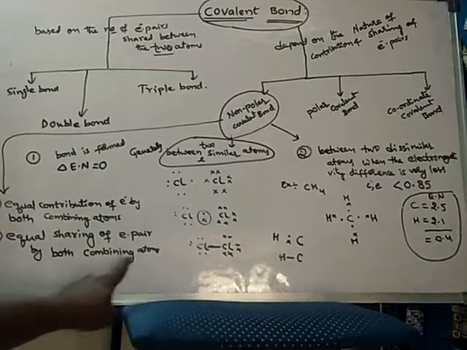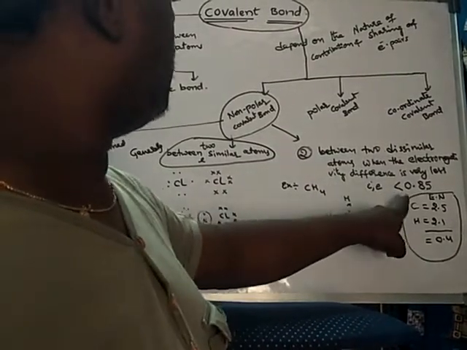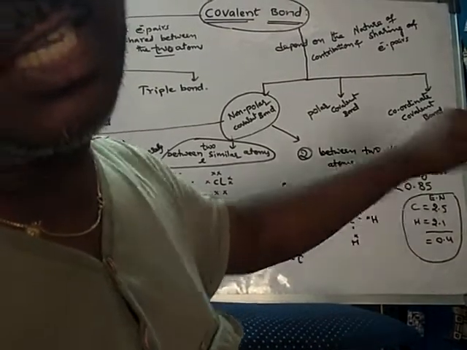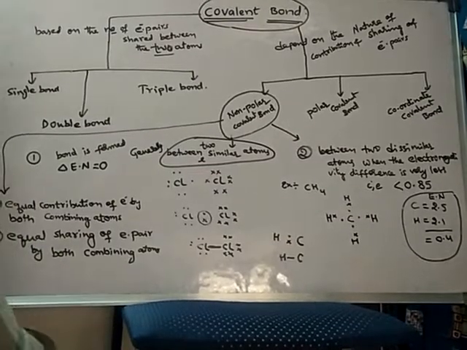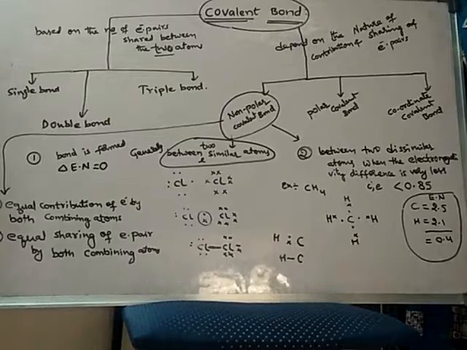So this condition is met when the 2 dissimilar atoms, if the electronegativity difference between the 2 dissimilar atoms is less than 0.85, only under those conditions. So this can happen.